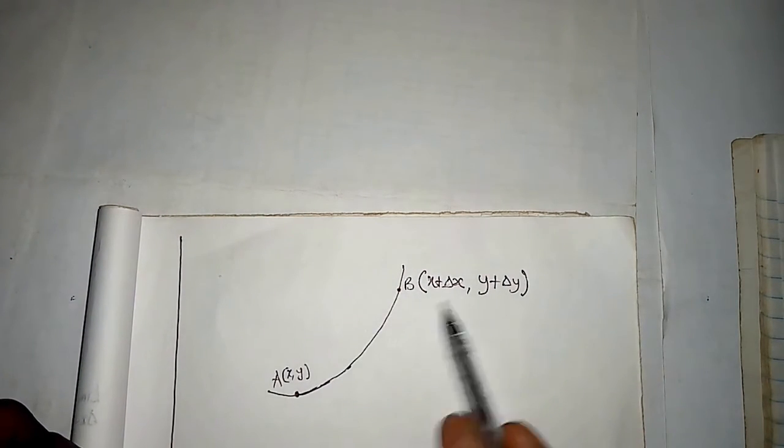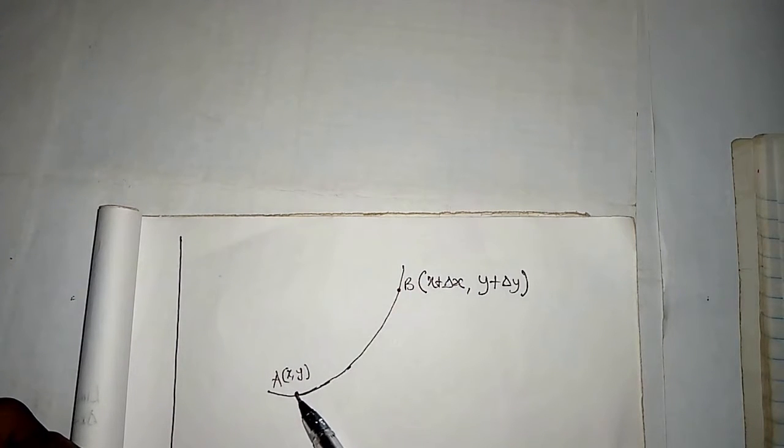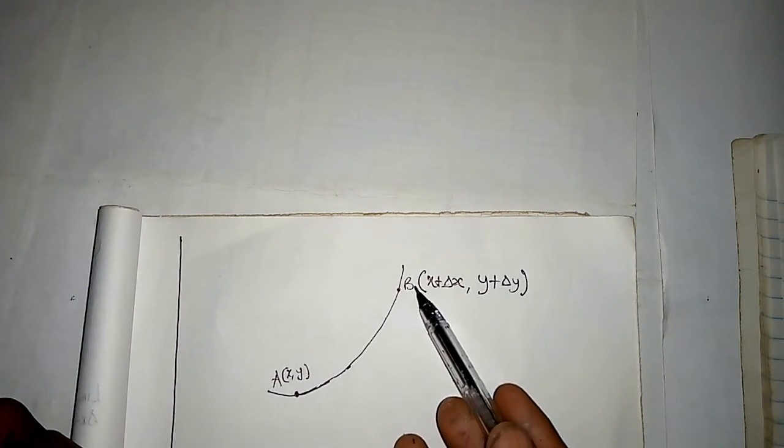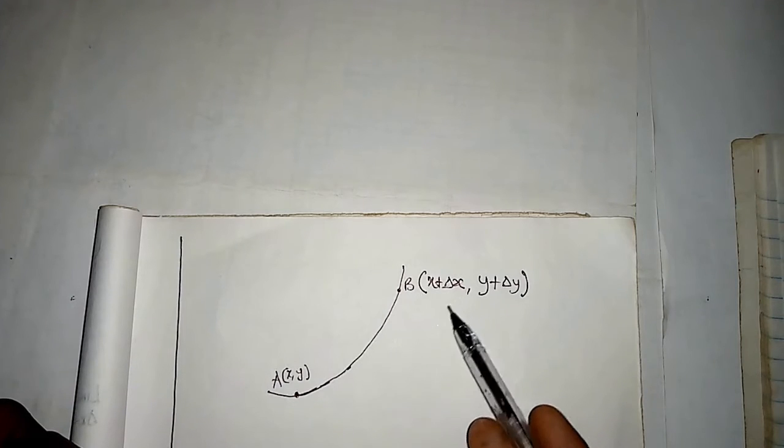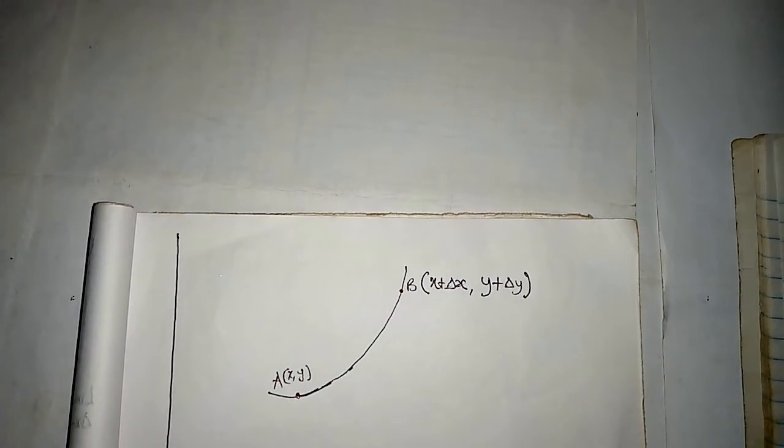It's x plus change of x because the curve moves from this point and then rises to this particular point, so there's a small increment in the x and there's also a small increment in the y. That's why the y coordinate becomes y plus the change in y. Just a very small increment.